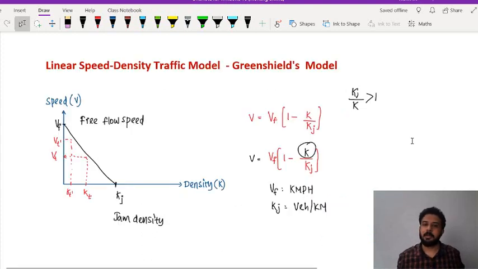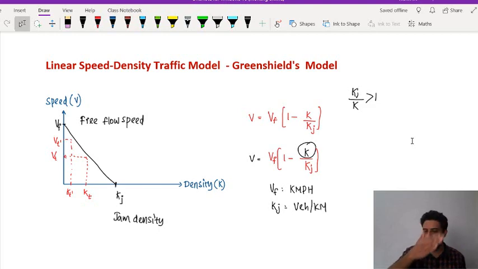So again, coming back to where we started, we have discussed the Greenfield model, or we can call it simply the linear speed density model. Other traffic models are non-linear, so that's why the Greenfield model became popular because of its simplicity. Practically there will definitely be some changes because practically we are going to get a non-linear relationship. For simplicity in calculations and analysis, we are following our Greenfield model, nothing but the linear relationship. So two things you have to remember.